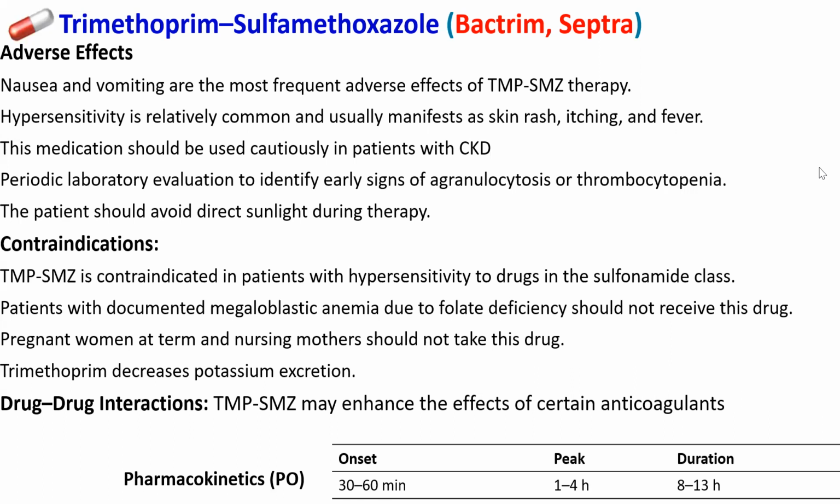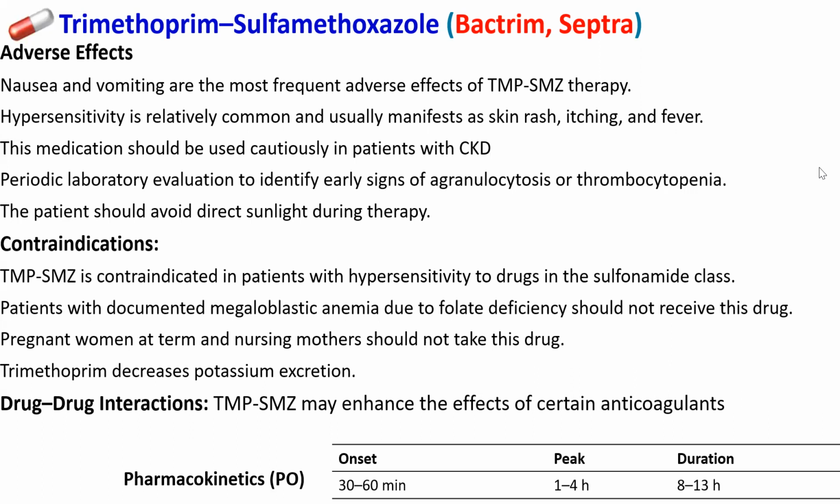Now, the contraindications. Trimethoprim sulfamethoxazole is contraindicated in patients with hypersensitivity to drugs in the sulfonamide class. So any drug that includes the sulfonamide or sulfa, if the patient is allergic or sensitive to the drug, the patient should not receive it as long as the patient is allergic to sulfa. Patients with documented megaloblastic anemia due to folate deficiency should not receive this drug.